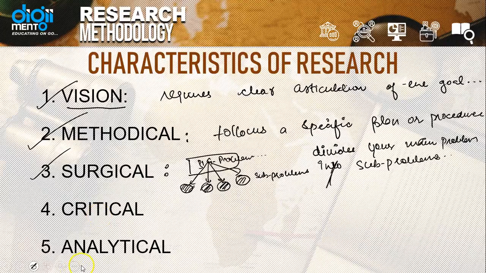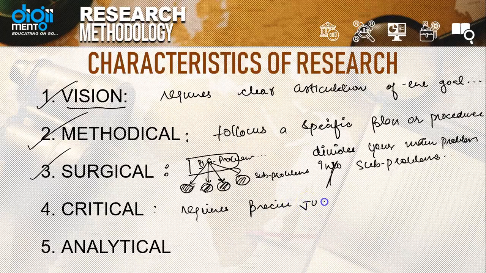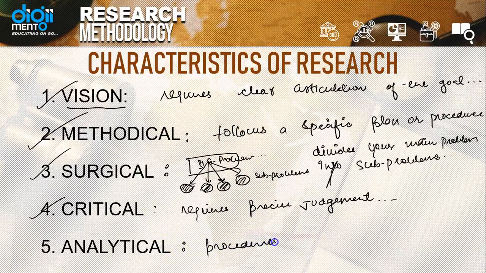Now the critical. In the critical, you should accept some critical assumptions in the whole research journey. Critical requires precise judgment, and you have to accept certain kinds of critical assumptions in the whole search. The next one is analytical. In the analytical, you have to follow the analytical procedures in gathering the data, whether it is historical, descriptive, or anything.